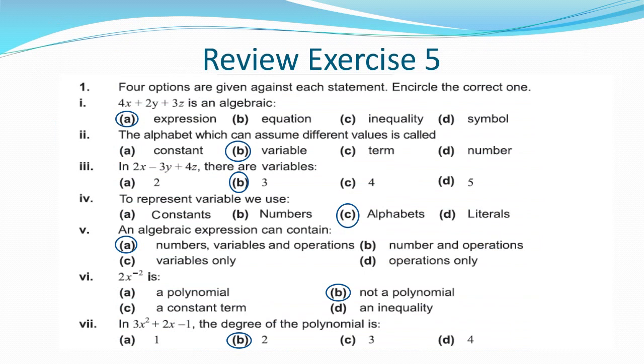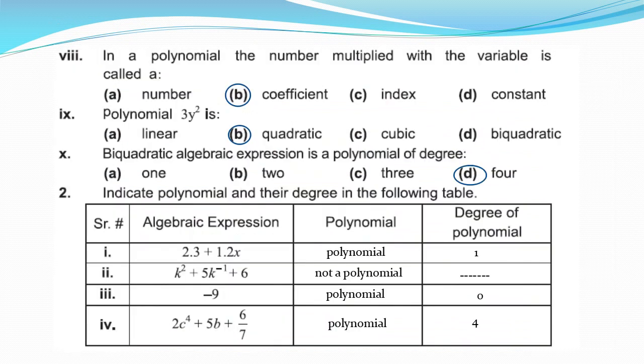Sixth, 2x to the power minus 2 is not a polynomial because the power of x is minus 2. So when we have a negative power, it is not a polynomial. Seventh, in 3x square plus 2x minus 1, the degree of the polynomial is 2 because the highest degree of x is 2. Eighth, in a polynomial, the number multiplied with the variable is called a coefficient. The polynomial 3x square is quadratic because the power is 2. A biquadratic algebraic expression is a polynomial of degree 4.